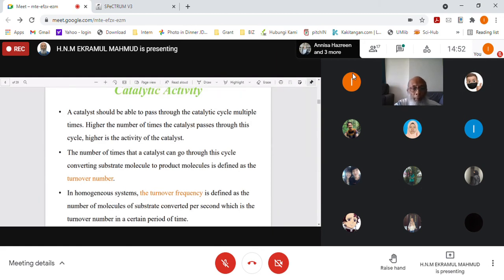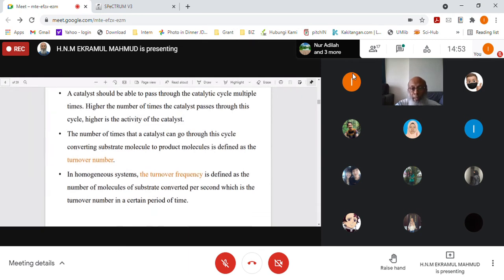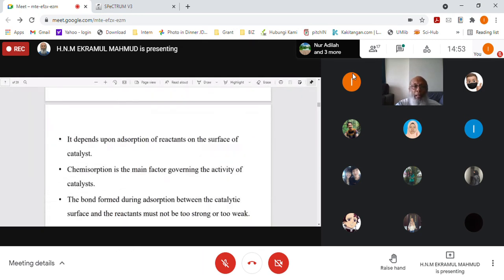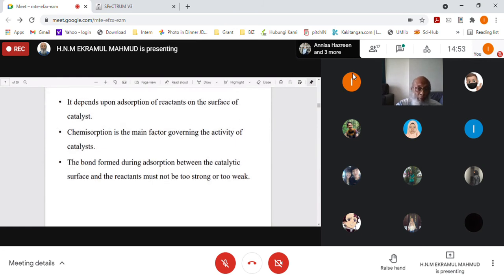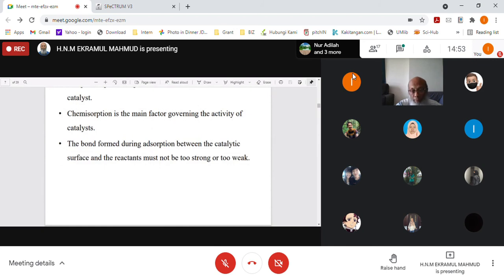Thank you. So in a homogeneous system, the turnover frequency is defined as the number of molecules of substrate converted per second, which is the turnover number in a certain period of time. It depends upon the adsorption of the reactants on the surface of the catalyst. So chemisorption is the main factor governing the activity of the catalyst. The bond formed during the adsorption between the catalytic surface and the reactants must not be too strong or too weak. We discussed it before.